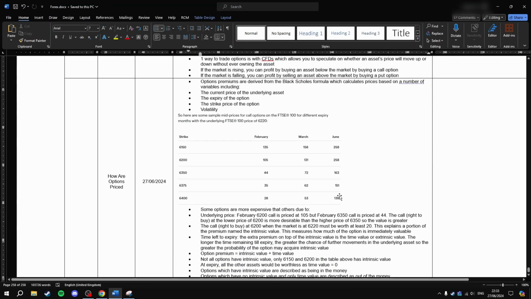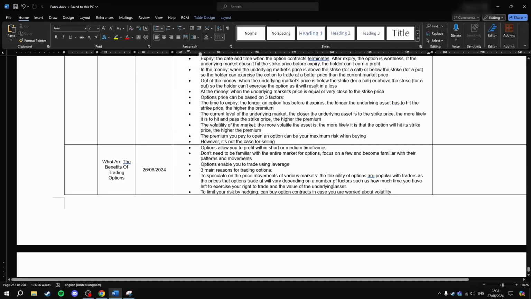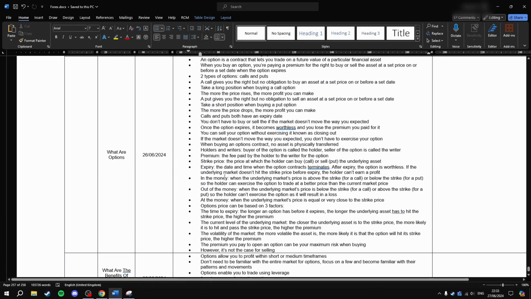So remember, in the money is when the underlying market's price is above the strike for a call or below the strike for a put, so the holder can exercise the option to trade at a better price than the current market price. Whereas out of the money is the opposite: when the underlying market's price is below the strike for a call or above the strike for a put, so the holder can't exercise the option as it will result in a loss.